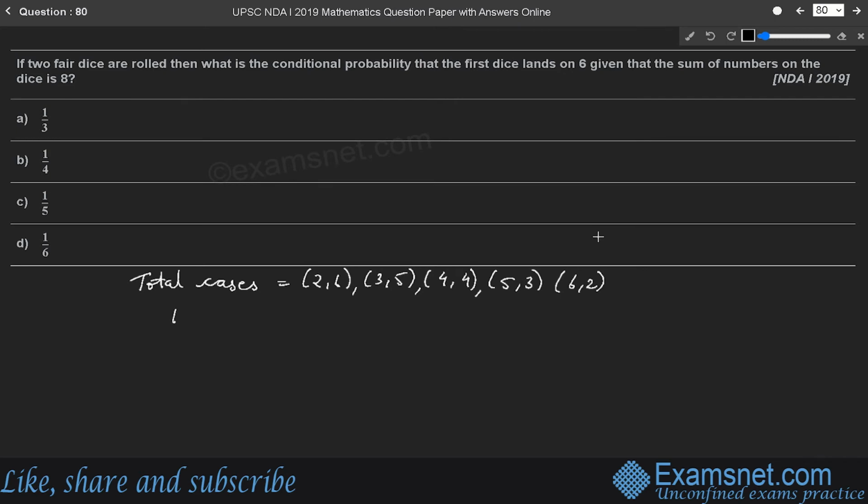Out of this, the favorable case according to the question is (6,2). Hence, the required probability will be equal to 1 upon 5. You can see the total number of cases is 5 and the favorable case is 1. So the probability here is 1 upon 5. Therefore, the correct option is option number C. All the questions from probability are very simple. I hope you understood all the questions carefully. Keep learning more and keep scoring higher.